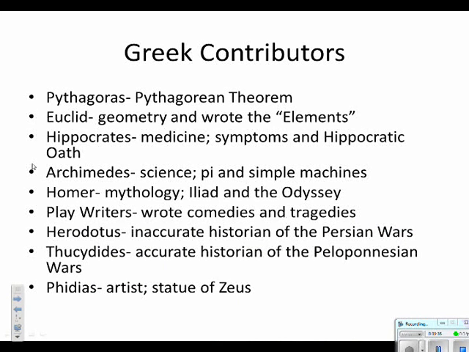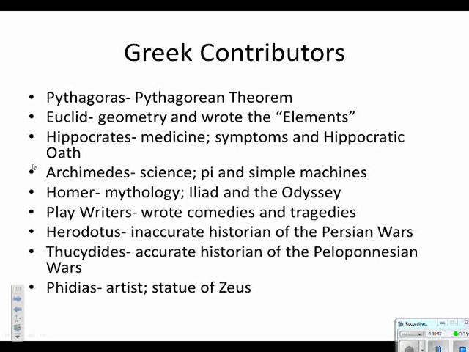On the screen now is just a list of contributors that you need to know about. These are just people you need to be able to identify on a test. So we have two mathematicians, Pythagoras and Euclid. Pythagoras came up with the Pythagorean theorem, a squared plus b squared equals c squared. And Euclid worked with geometry, particularly writing a book named The Elements.